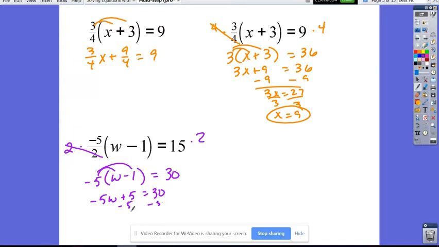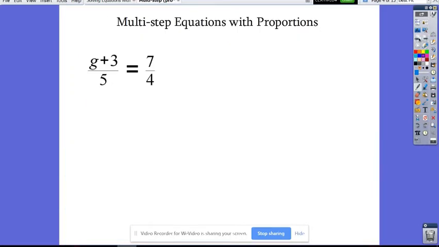We just have negative 5w plus 5 equals 30. Minus 5, minus 5. Negative 5w equals 25. Divide by negative 5, divide by negative 5, w equals negative 5. Circle your answer.